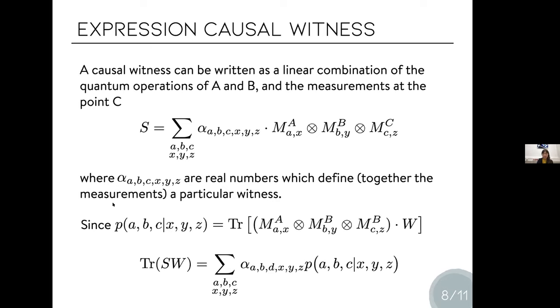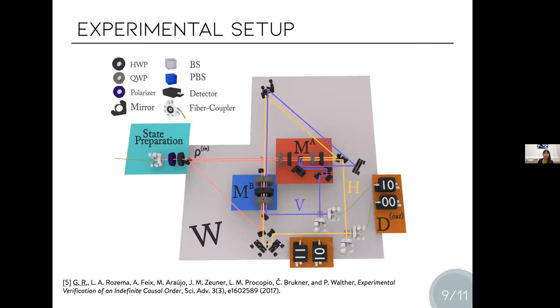Given that we knew this expression from the process matrix formalism, we could build a witness, which is basically defined just by these measurements and by some real numbers alpha, which define a particular witness. What we did was calculate these probabilities through a quantum optical experiment, which I'm going to describe now, and whose setup is this one.